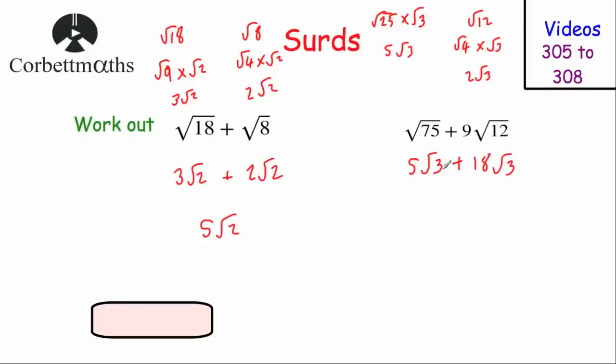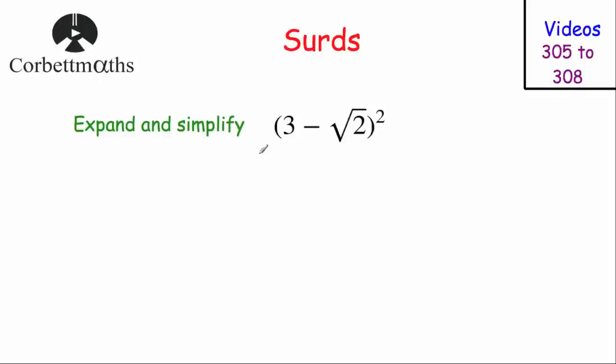So we've got 5 lots of root 3 plus 18 lots of root 3, so altogether that would be 23 lots of root 3. So root 75 plus 9 root 12 would be 23 root 3. So sometimes with surds, we're asked to expand and simplify brackets that involve surds.